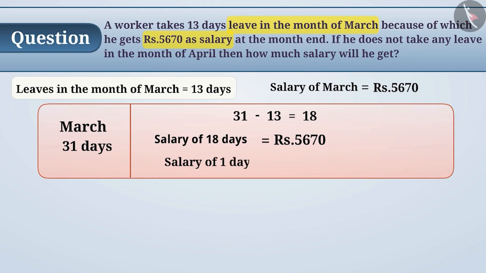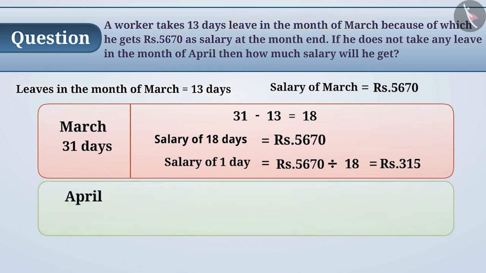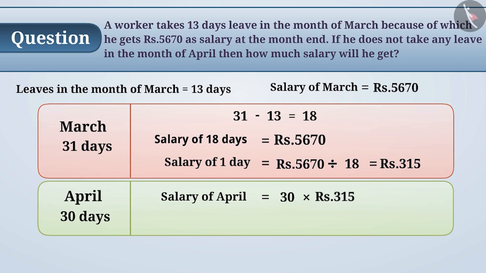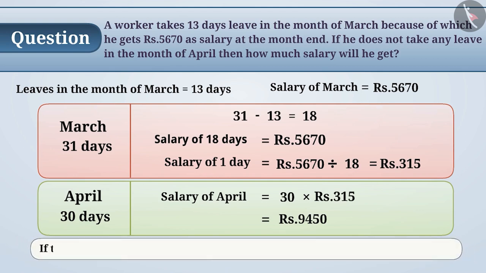Since salary of 18 days is equal to ₹5,670, salary of 1 day is equal to ₹5,670 divided by 18, which is equal to ₹315. Since we know the salary of the worker per day, we find the salary of April. There are 30 days in the month of April. Thus, April salary is equal to 30 into 315, which is equal to ₹9,450.